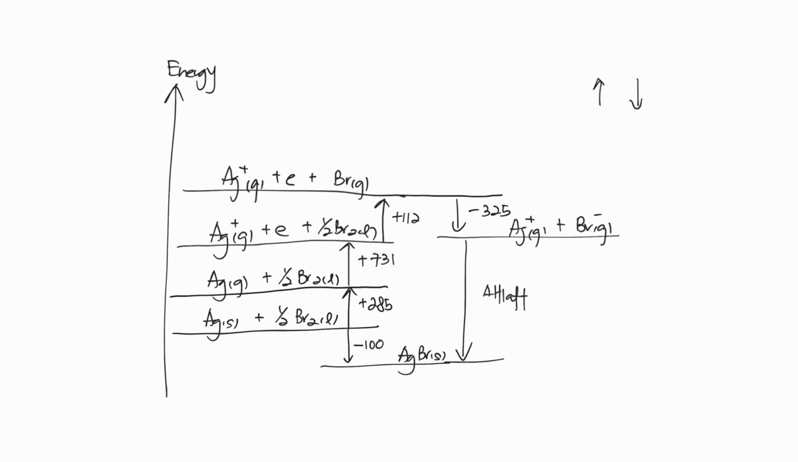Here we can see the simple route to turn this Ag solid and half Br2 liquid into AgBr solid. It involves negative 100 kilojoules per mole. Then we could have another route to turn these elements all the way into the same AgBr solid, involving more reactions to go, but the enthalpy change will remain the same.